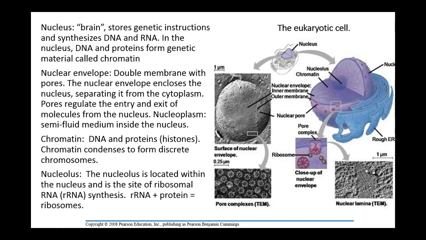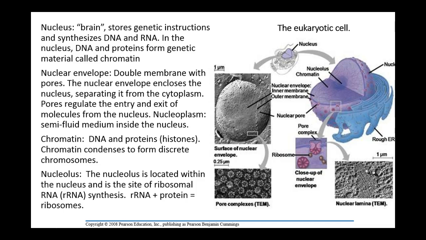So the double membrane has pores, and it encloses the nucleus, separating it off from the cytoplasm, and there is a semi-fluid environment inside the nuclear envelope, which we call the nucleoplasm. Plasm is kind of our end word, which we call a suffix, for fluid. So anytime you see that word plasm, particularly at the end of a word, you're thinking it's a fluid type environment you're talking about.